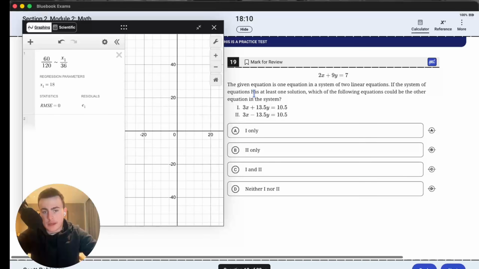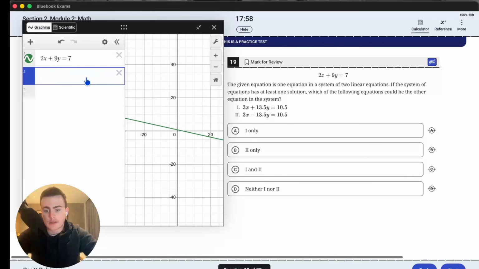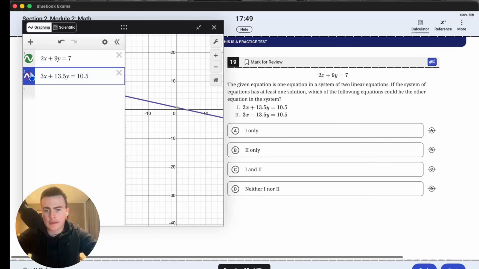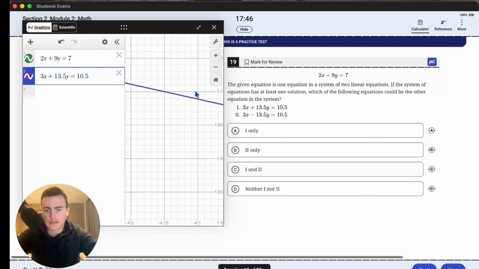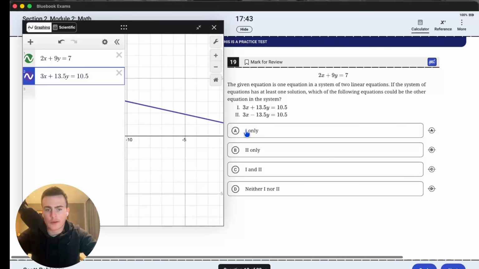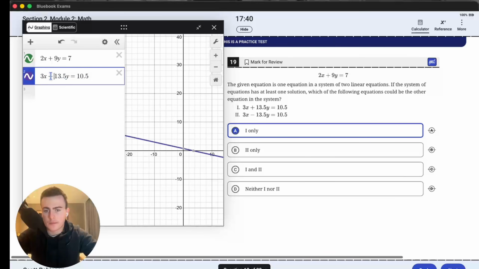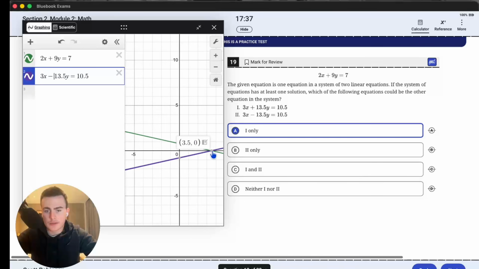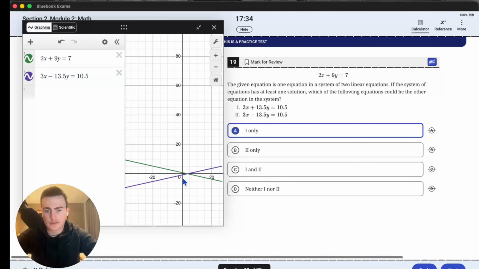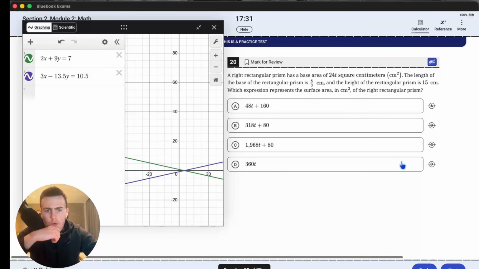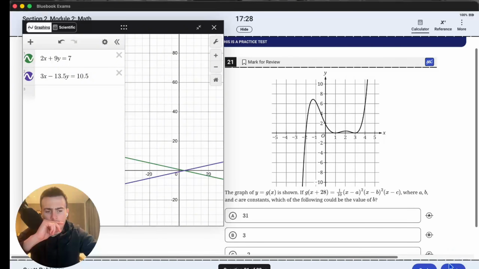Next. The given system is one equation in a system of two. If the system of equations has at least one solution, which of the following could be the other one? This is really easy. 2x plus 9y equals 7. And then let's plug 1 in. 3x plus 13.5y equals 10.5. It says at least one solution, okay? This looks infinite to me. So one only could be correct. Let's try the second one. At least one solution. Well, that is also a solution, so just do both. Oh, I'm cooked. Let's come back.